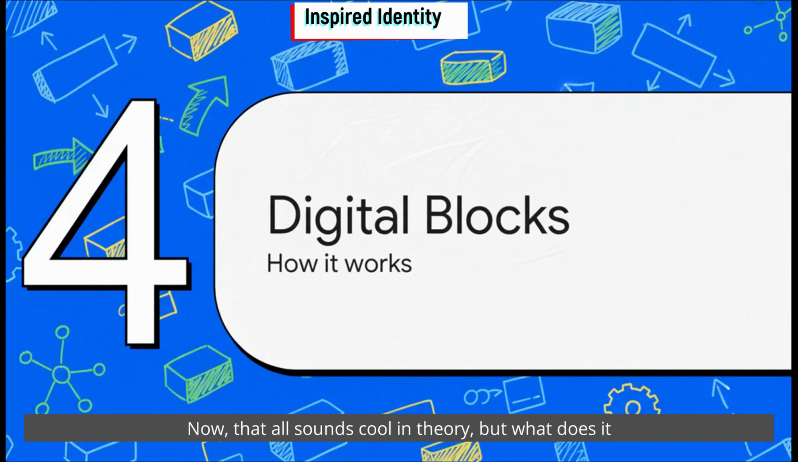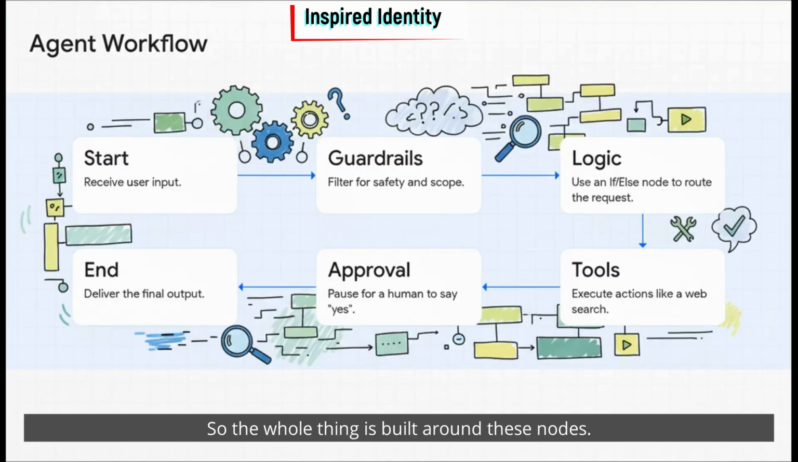Now, that all sounds cool in theory, but what does it actually look like to build with this thing? Let's get practical and see how you can put together a pretty smart agent just by connecting these digital blocks. So the whole thing is built around these nodes. They're just little blocks that each do one specific job. A pretty standard flow would go something like this.